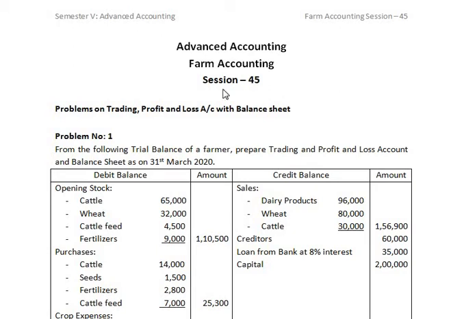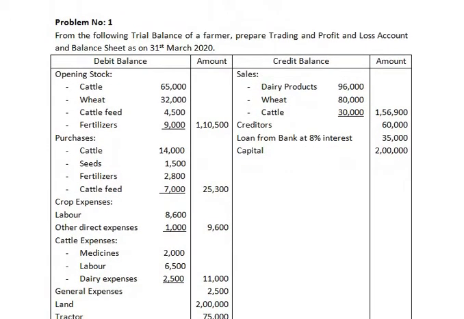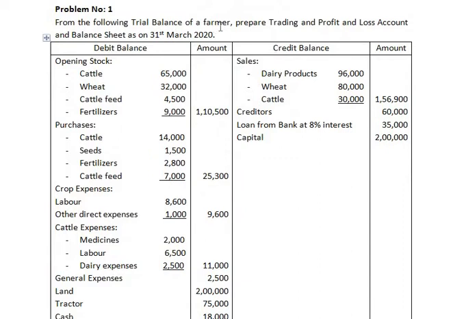The previous session was regarding simple problems on crop account. This session is regarding problems on trading account, profit and loss account with balance sheet. Let's see the problem. From the following trial balance of a farmer, prepare trading account, profit and loss account and balance sheet as on 31st March 2020.